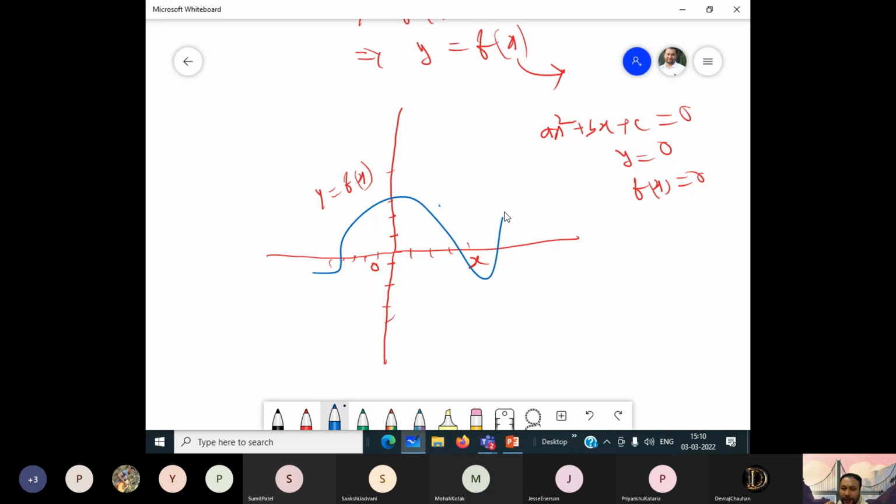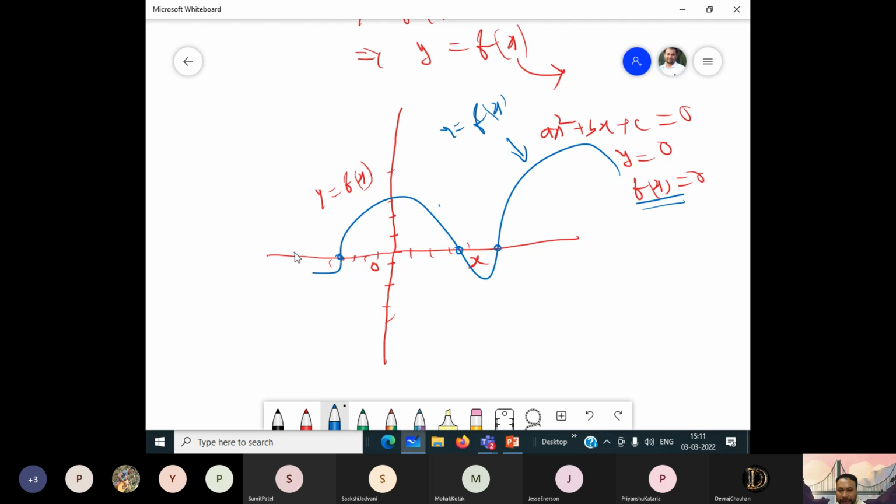Now, suppose I have one graph like this. Any function, right? This is y is equal to f of x. Is it okay? Y is equal to f of x. Now, what is the meaning of f of x is equal to 0 in this graph? Where the function intersects with the x-axis. See here, right? F of x is equal to 0. Here, f of x is equal to 0. Here, f of x is equal to 0.